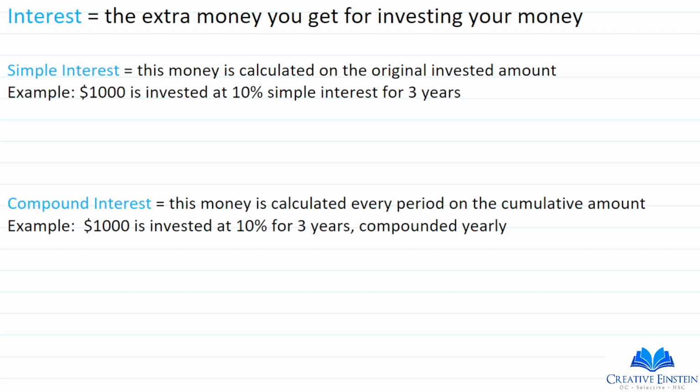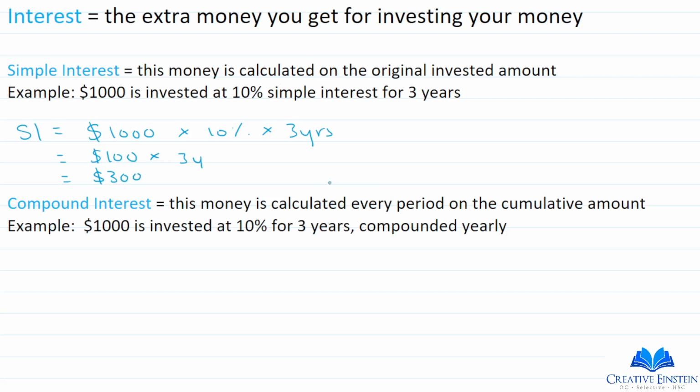So let's start with simple interest. My example is we're going to invest $1,000 at 10% simple interest for 3 years. So simple interest means that every year we will get $1,000 times 10% times 3 years. Well, 10% of 1,000 is 100, times 3 years will be $300.